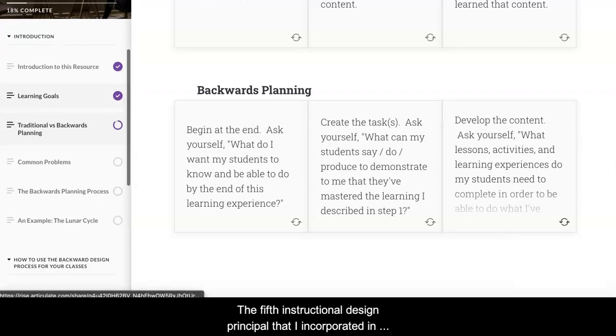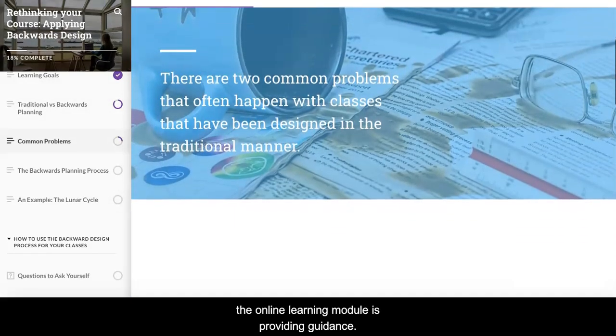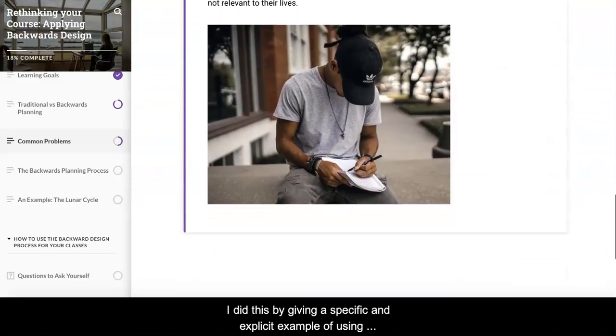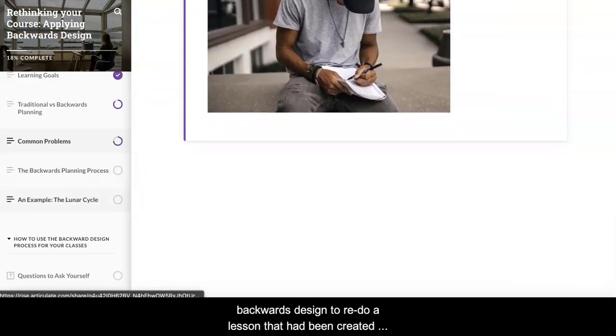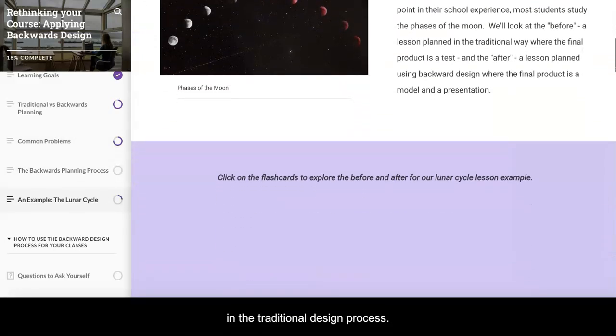The fifth instructional design principle that I incorporated in the online learning module is providing guidance. I did this by giving a specific and explicit example of using backwards design to redo a lesson that had been created in the traditional design process.